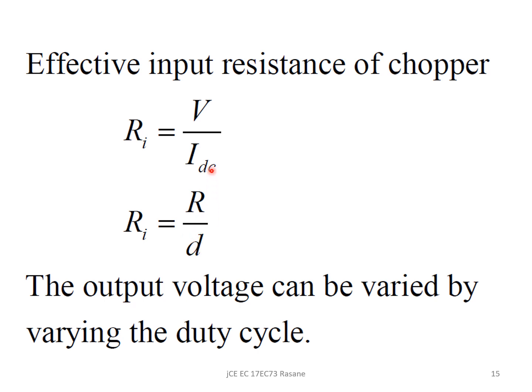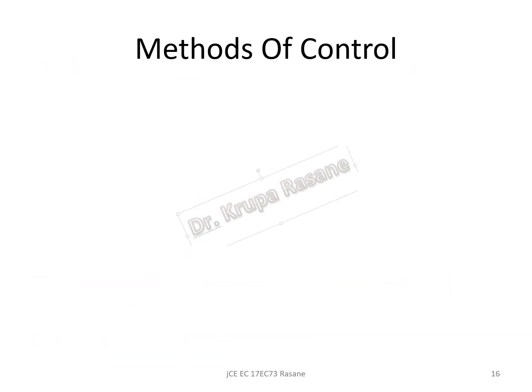IDC, we know, is equal to VDC by R. VDC is nothing but D into V. So V and V cancel and we get R upon D. So the output voltage can be varied by varying the duty cycle. This is how we evaluate the performance parameters of the chopper for a resistive load.